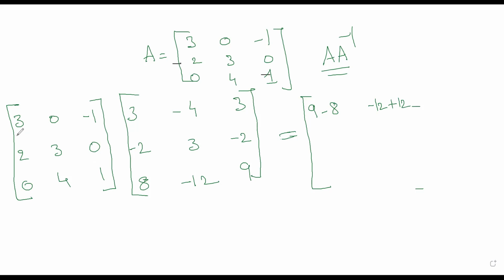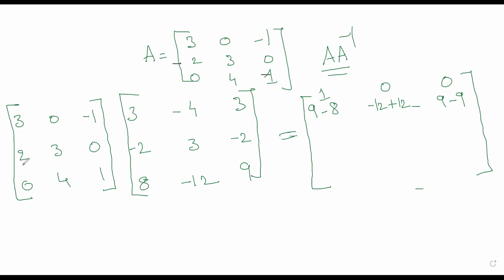0, 3. Later we'll write. On the top of it we'll write. 3 into 3, 9. 0 into 0. And again, minus 1 into 9, that is minus 9. Okay. First row you see 9 minus 8, 1, 0, 0. This is what I got in the first row.